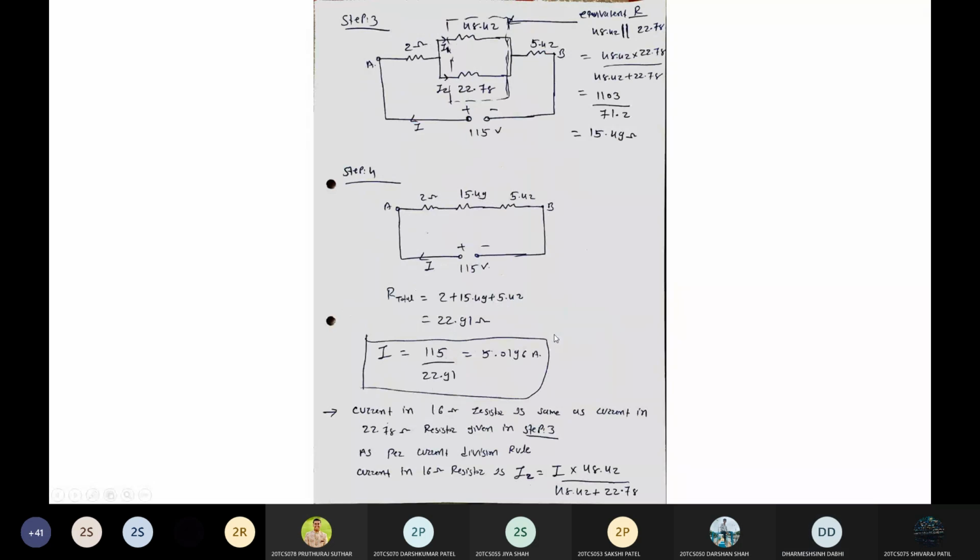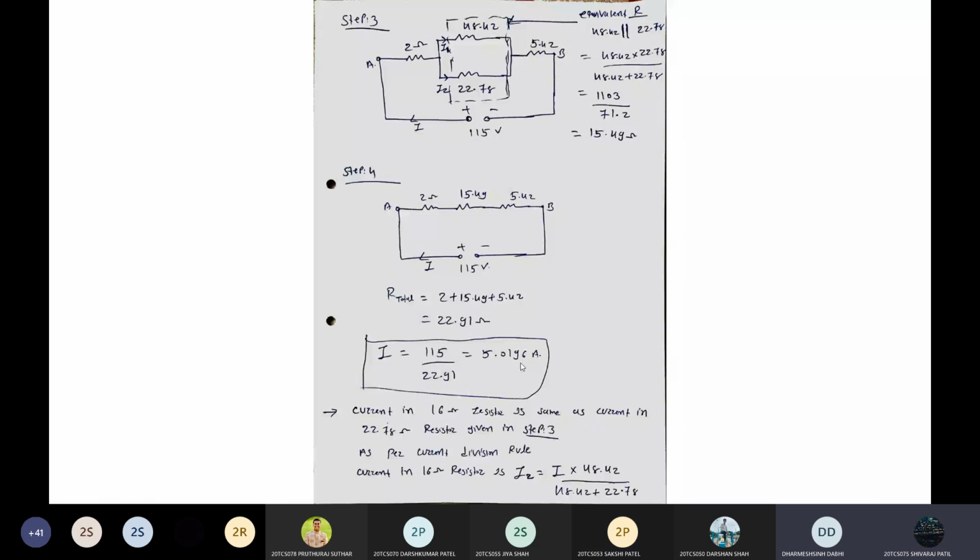So next, third step: you get the answer 15.49 ohm. The equivalent of this is 48.42 and 22.78. So finally this 15.49 comes in series with 2 ohm and 5.42. So the equivalent resistance of the whole circuit becomes 22.91. Supply voltage is given as 115. So I is 115 divided by the total equivalent resistance. So you get the answer 5.0196 ampere.